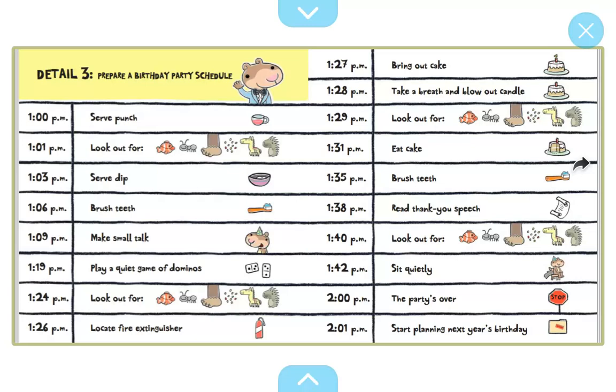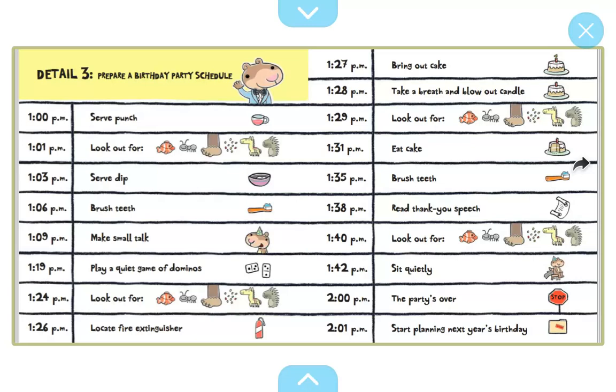1:29, look out for. 1:31, eat cake. 1:35, brush teeth. 1:38, read thank yous. 1:40, look out for. 1:42, sit quietly. 2 o'clock, the party is over. 2:01, start planning next year's birthday.